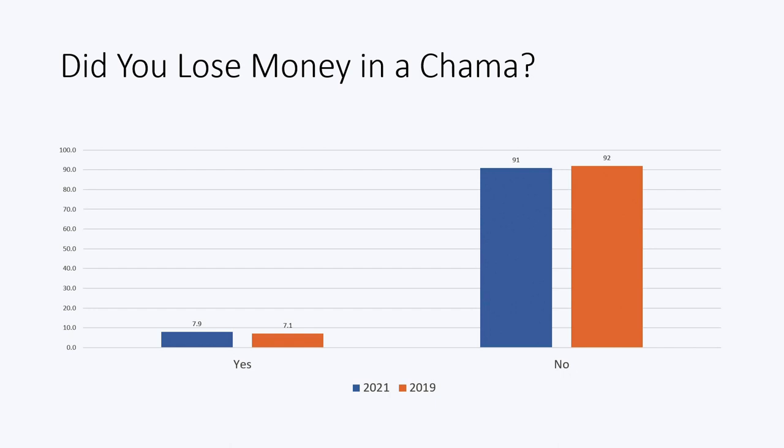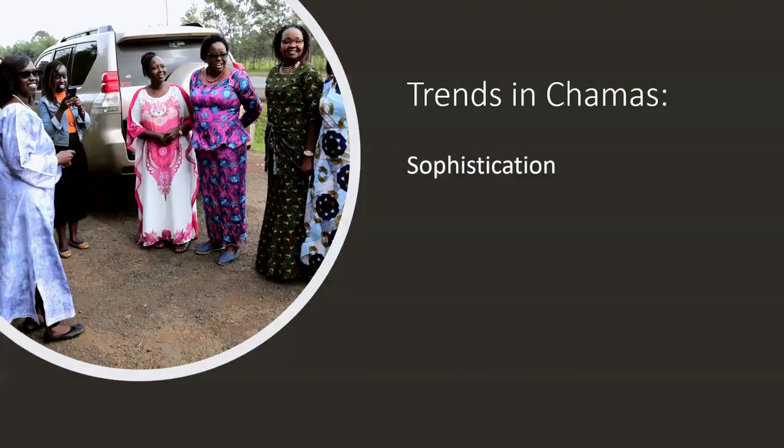FinAccess, interestingly enough, doesn't seem to indicate that losing money in a chama is a big problem. This may have to do, again, with the temporality of chamas as being long-term, but there is definitely more work needed in terms of exploring some of these pain points around accountability.